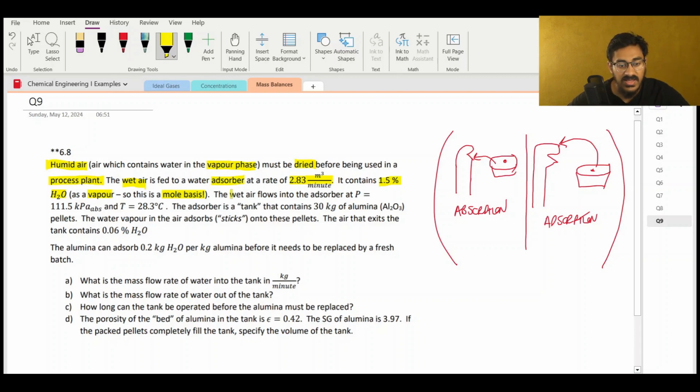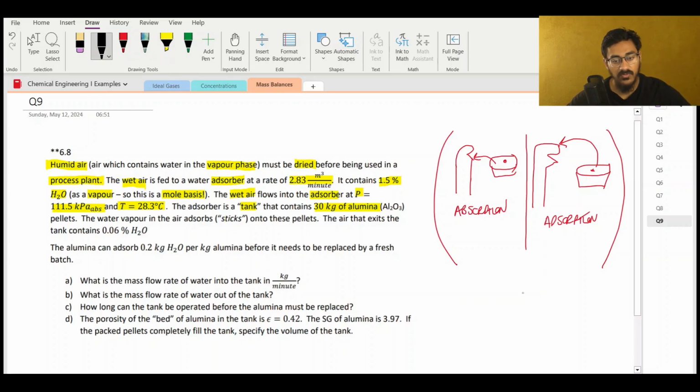Okay, the wet air flows into this adsorber, and they give me the pressure, and they give me the temperature. You'll remember I told you in the ideal gas section, if someone gives you a gas composition and they give you a pressure and a temperature, you already know that you need to use the ideal gas law. Okay, the adsorber is basically a tank with 30 kgs of aluminium trioxide or alumina pellets. The water vapor in the adsorber sticks onto these pellets.